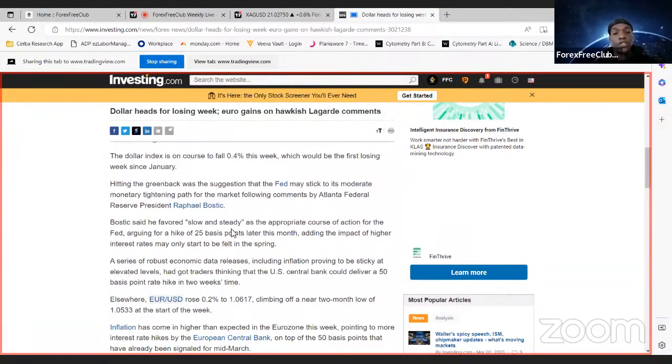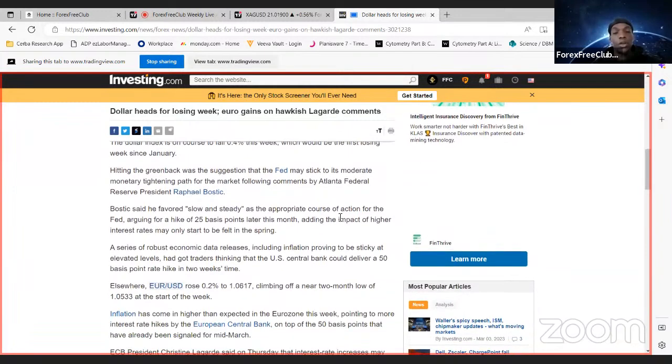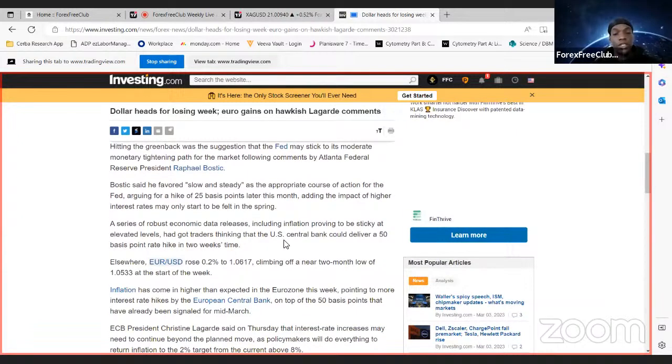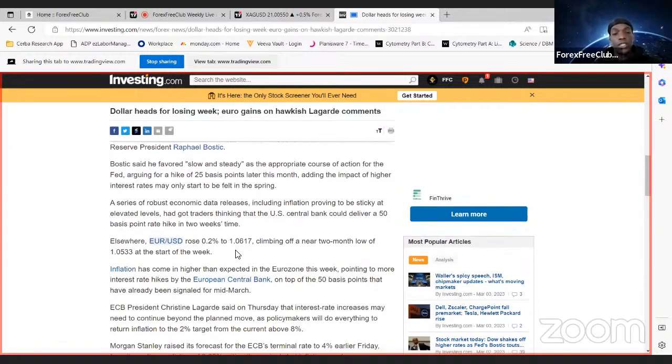Bostic said he favored slow and steady as the appropriate course of action for the Fed, arguing for a hike of 25 basis points later this month, adding the impact of higher interest rates may only start to be felt in the spring. A series of robust economic data releases, including inflation proving to be sticky at elevated levels, had got traders thinking that the U.S. Central Bank could deliver a 50 basis point hike in 2 weeks' time.